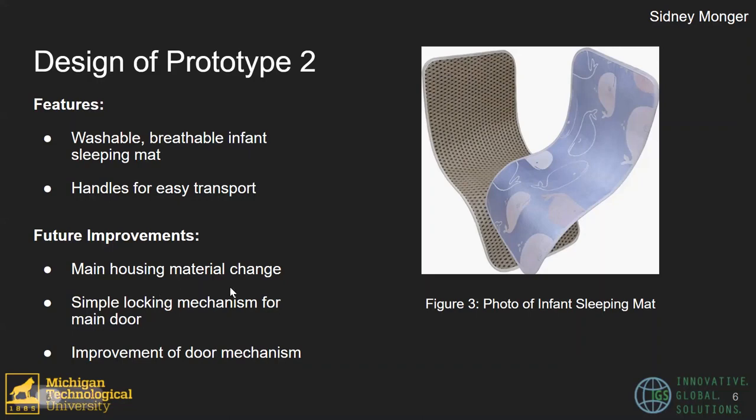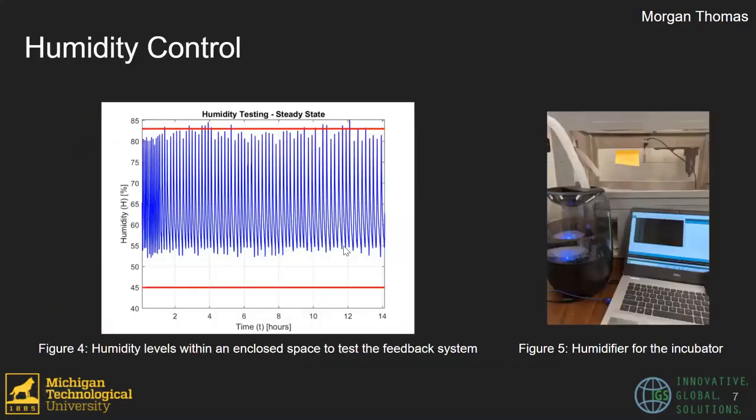Up next is Morgan talking about humidity controls. Thanks, Sydney. Adequate humidity is necessary for an infant's skin to properly develop. Therefore, a humidifier was deemed necessary to implement into our incubator. The humidifier went under both steady state and transient testing to ensure accuracy and appropriate humidity could be maintained within the incubator. Next up is Ben with temperature control.